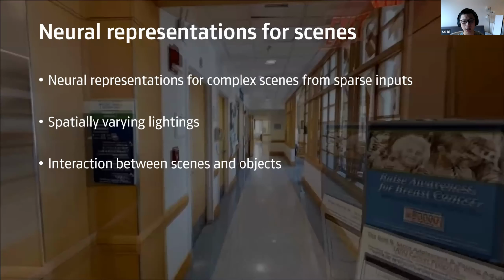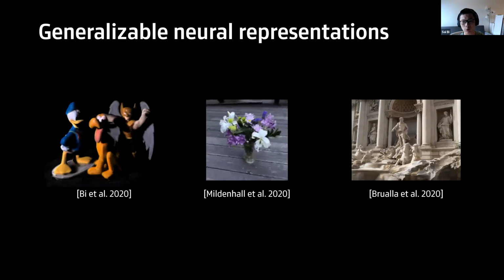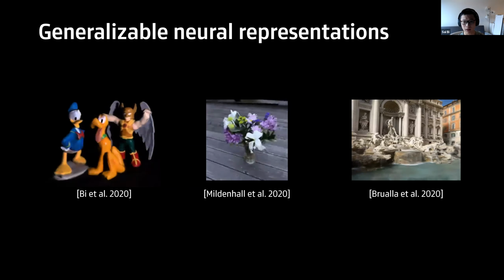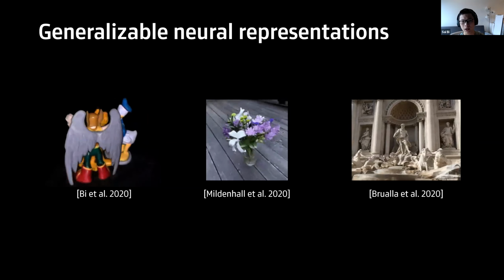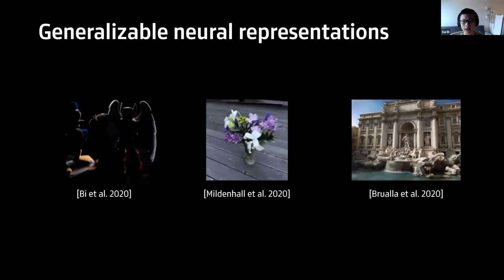Another research direction would be generalizable neural representations. While the recent development of neural representations has significantly improved the quality of the reconstruction, such methods need to be trained specifically for each scene. Researching methods and representations that can efficiently generalize to unseen objects and scenes would be highly desirable.